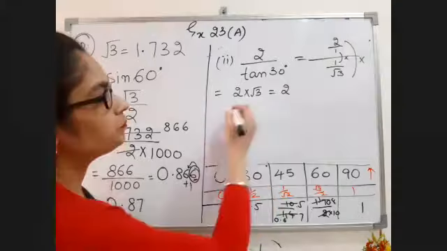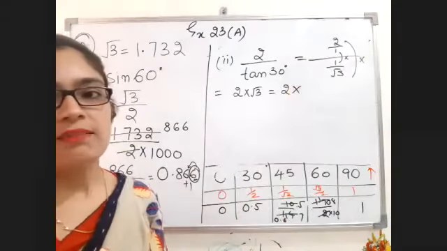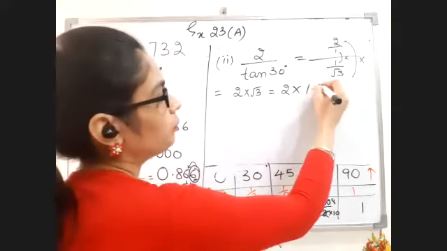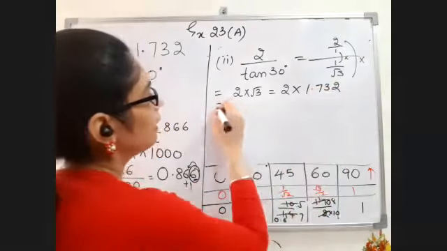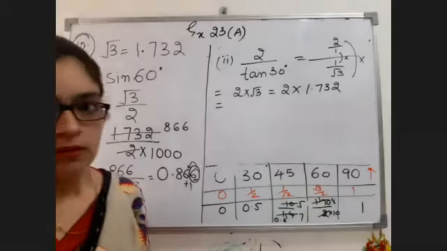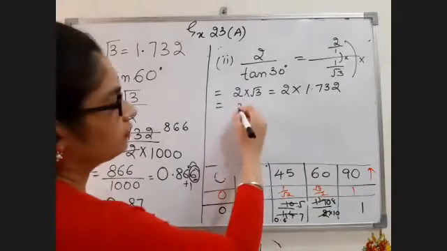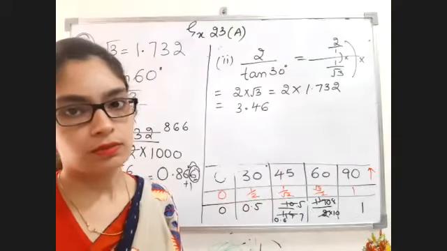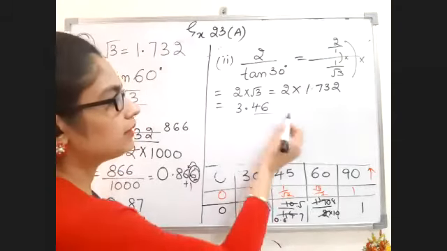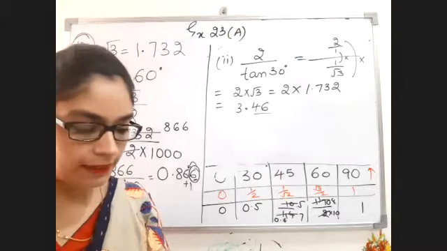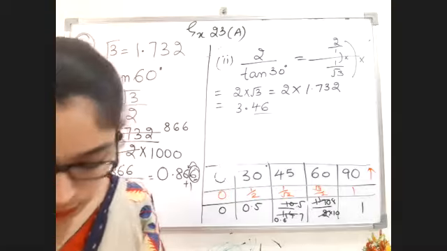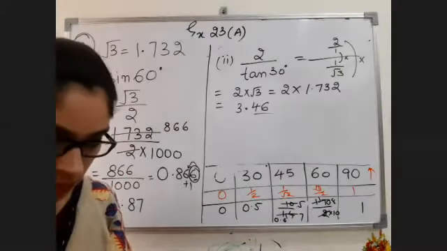Shall we do it? What is the value of root 3? 1.732. Just multiply it and tell me the answer. 3.46. Yes, we just have to write up to 2 decimal places, so 3.46. You can multiply it and up to 2 decimal places only you have to write. If there is a need to round off, just round it off.